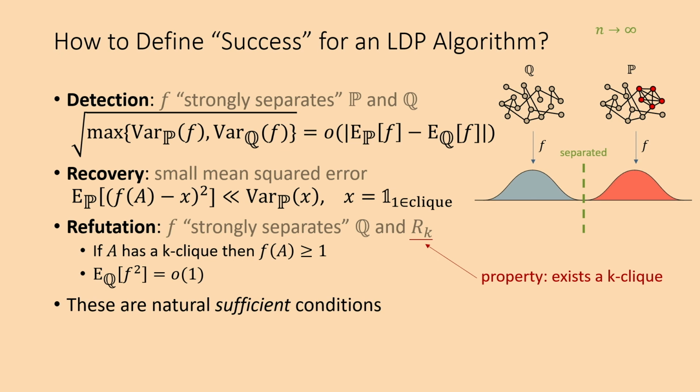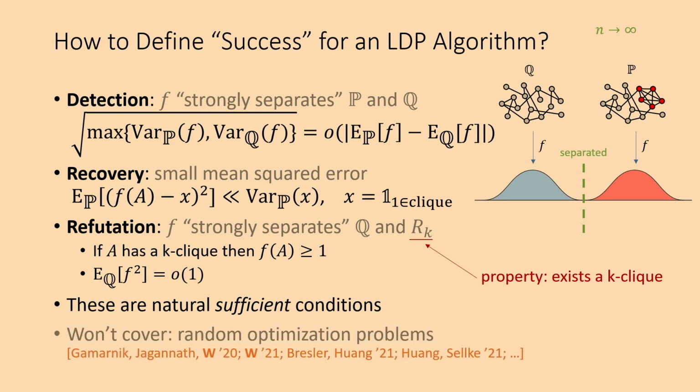So just to emphasize, these are natural sufficient conditions. I'm saying that if the polynomial had one of these properties, it lets you solve the associated problem. So if you have strong separation, it lets you do detection just by Chebyshev inequality. I'm not claiming necessarily that the converse holds, but these are somehow natural conditions based on the first two moments that you can impose.